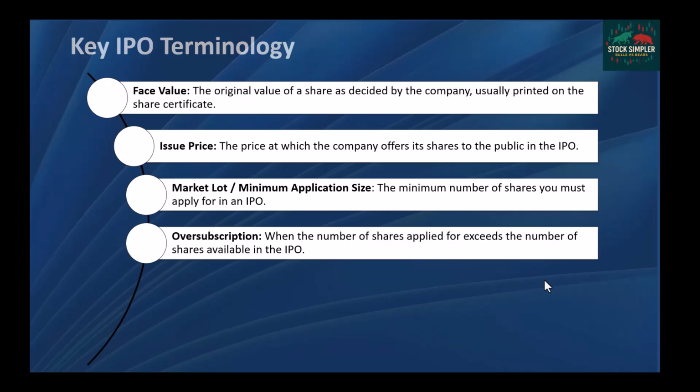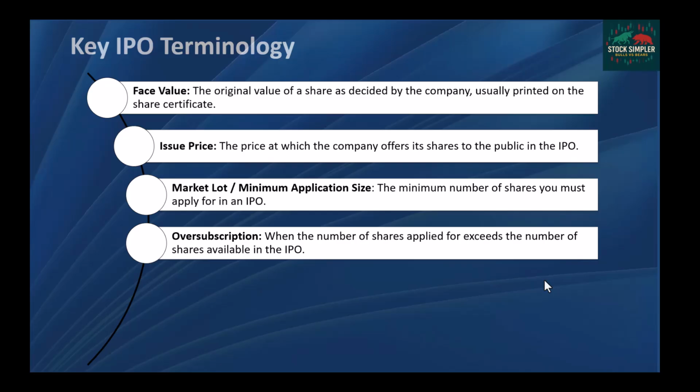Then you will come across another term known as oversubscription. When the number of shares applied for exceeds the number of shares offered by the company, it is termed oversubscription. For example, if you are selling 100 shares of a company and the demand is 200, the issue will be oversubscribed. Whereas if the demand is less than that, it will be undersubscription.